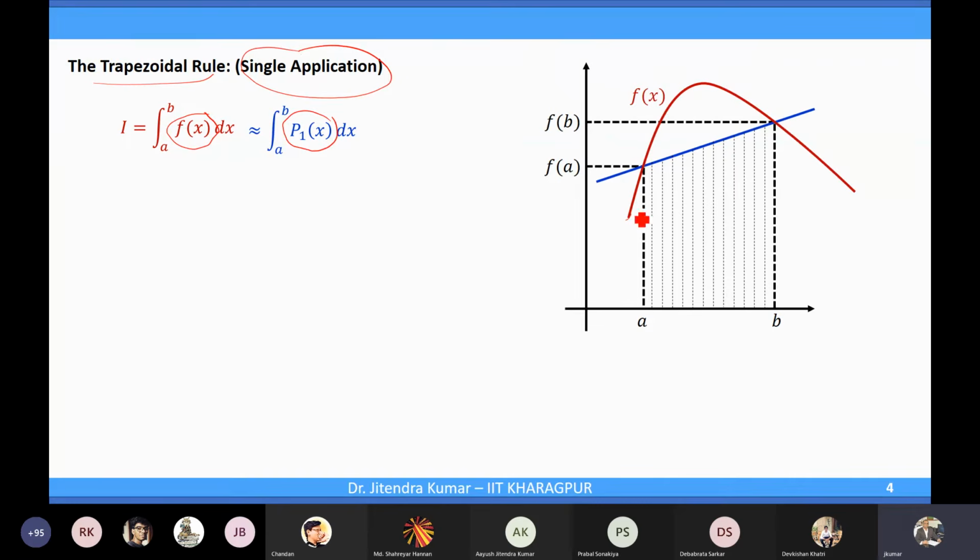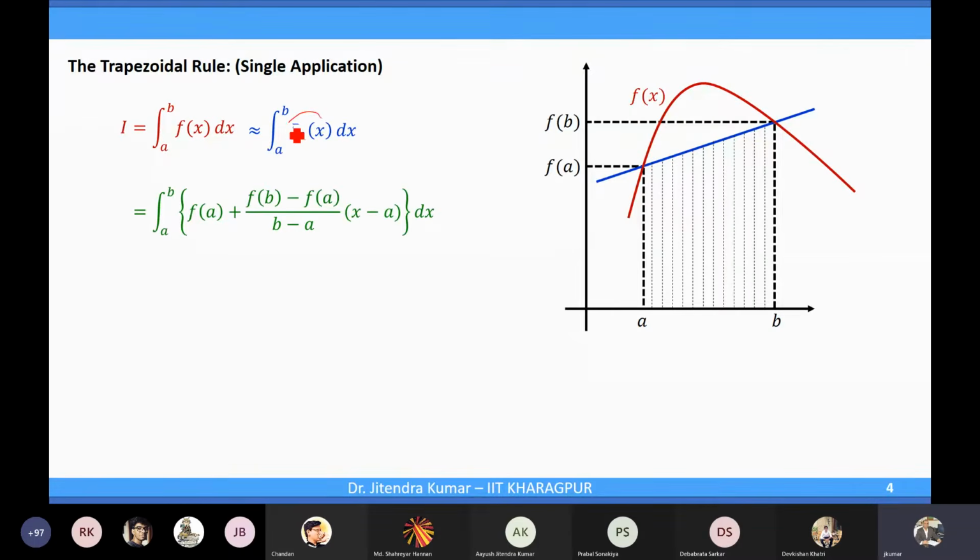For instance, your function is this f(x) given by this red line. That is your actual function. But in this approximation, we are considering only 2 points: the value of the function at the point a, and the value of the function at the point b. The first point is (a, f(a)) and the second point is (b, f(b)). Considering these 2 points, we will fit a line and approximate the function by a line. Naturally, it's a very bad approximation, and we'll come to how to improve it. So we will fit the straight line passing through these 2 points.